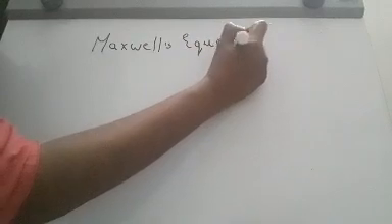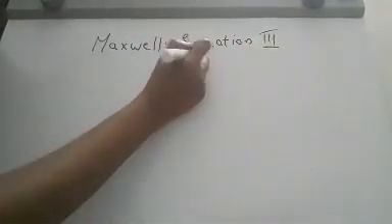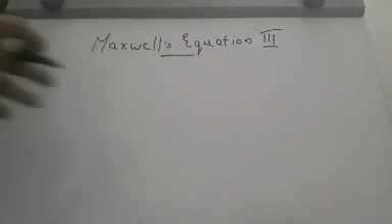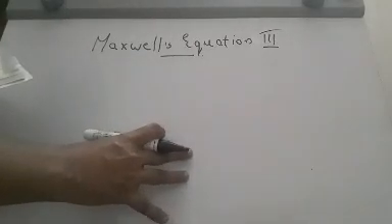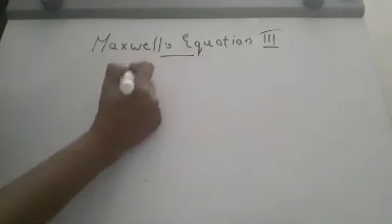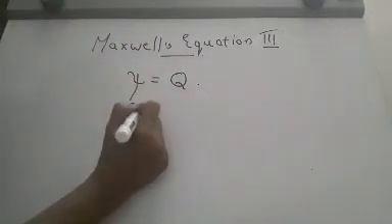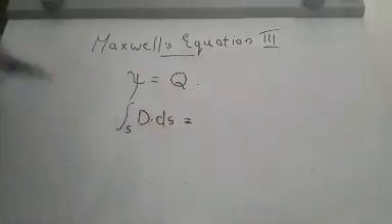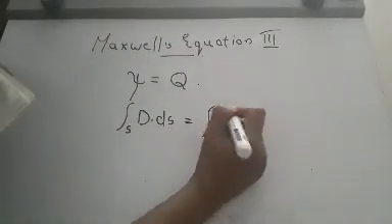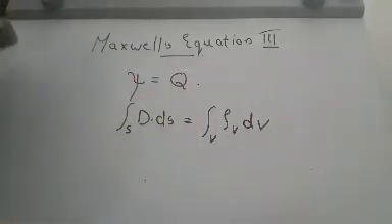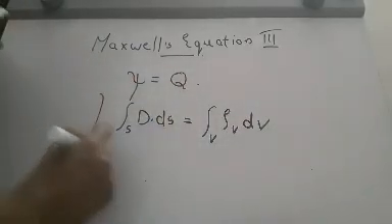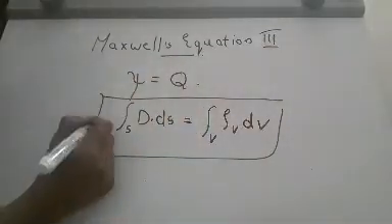Next is Maxwell's equation 3. Maxwell's equation 3 is based on Gauss's law, which states that the electric flux through any closed surface is equal to the charge enclosed by the surface. So psi is equal to the charge enclosed. This psi can be treated as the surface integral of D dot dS, because it is electric flux, which equals the volume integral of rho v dv. Q is the volume integral of rho v dv. So this is Maxwell's equation 3 in integral form.